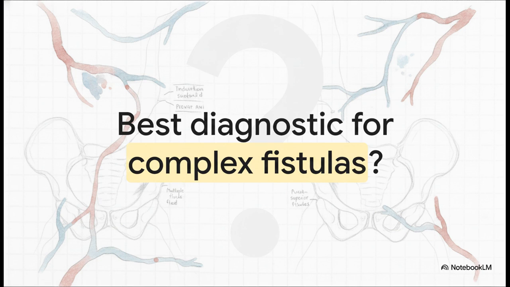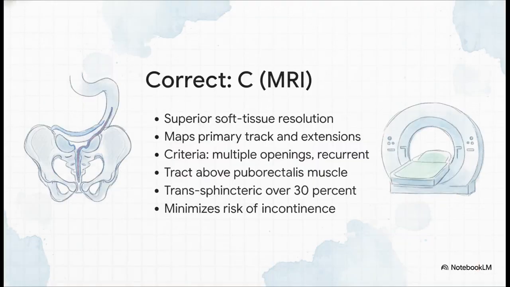Is it A. Ultrasound, B. CT, C. MRI, D. Fluoroscopy, or E. Core biopsy? Correct answer is C. MRI. So the crucial point is that for complex, recurrent, or multiple fistulas in ano presenting with extensive induration tracking way above that sphincter apparatus, a dedicated pelvic MRI is absolutely your imaging modality of choice.